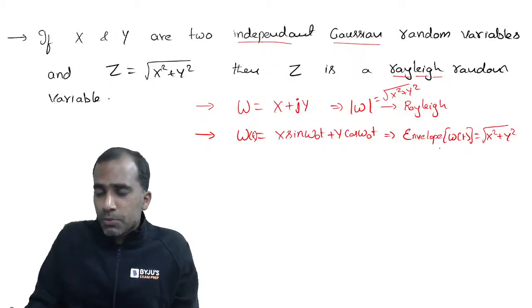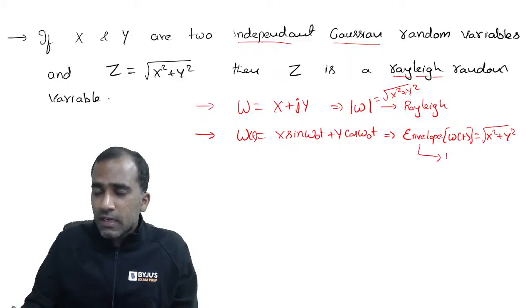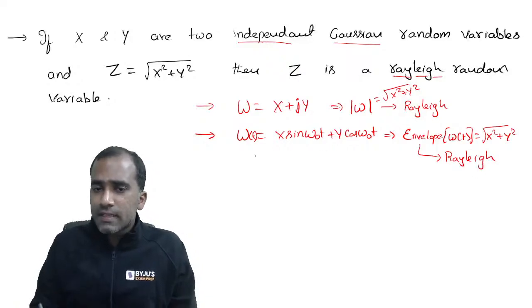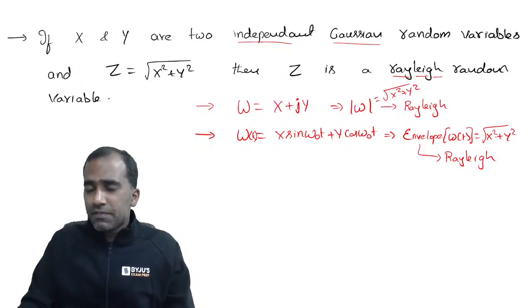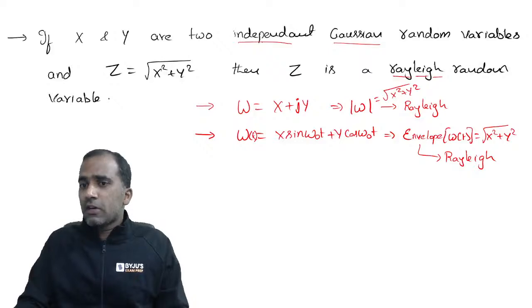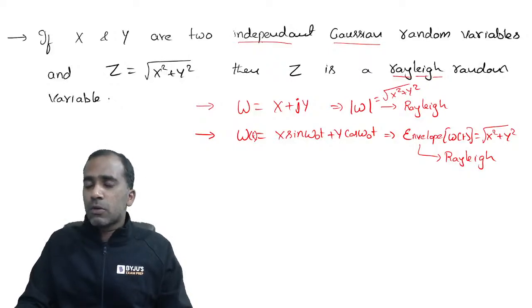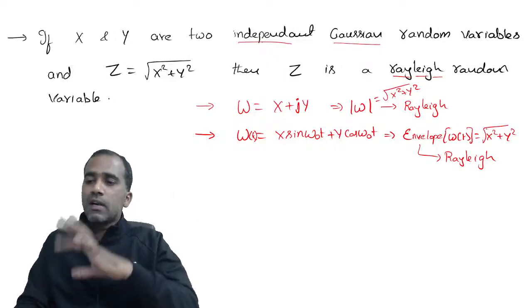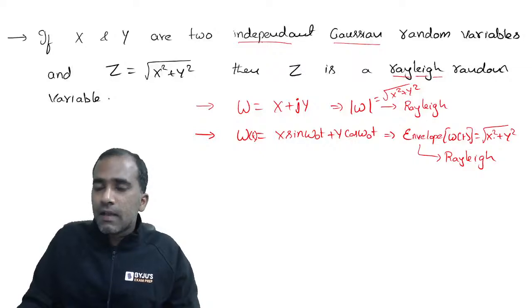In analog communication, you might have learned about what is the envelope of a signal. So the envelope of this signal also will have a Rayleigh PDF. Like this, let them give any form of equation. Whatever they're talking about, if it has a relation in this format, root of one random variable whole square plus another random variable whole square, then it will have a Rayleigh PDF.